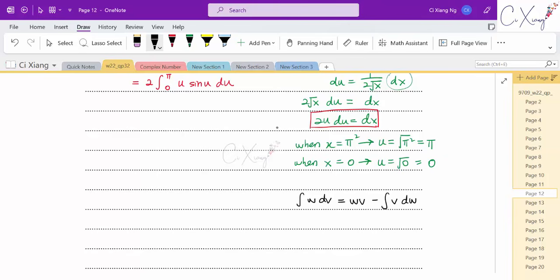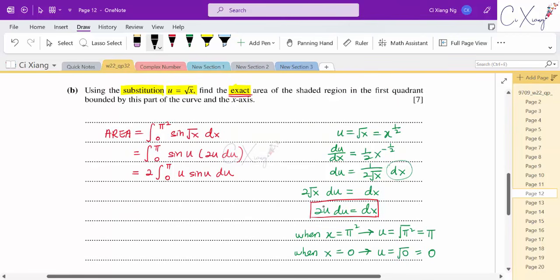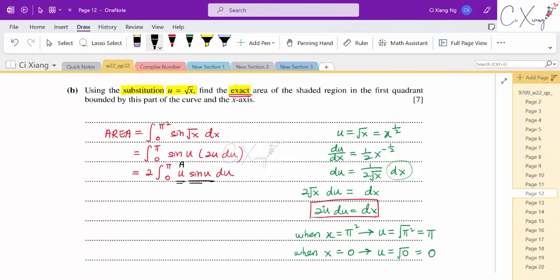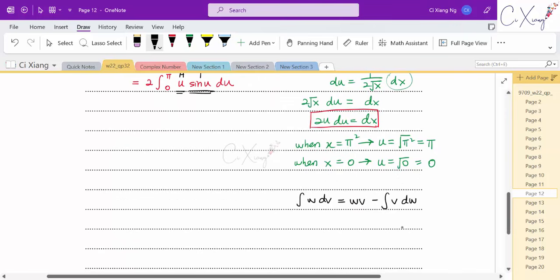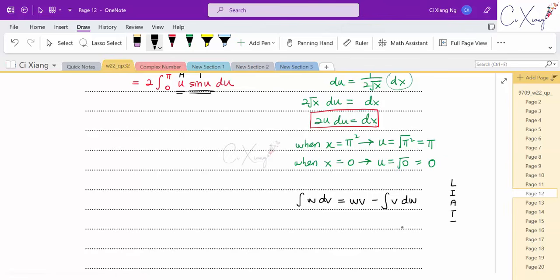Okay, so we can decide the w and dv by looking at the category of our function here. u is an algebraic function, and sine u is trigonometric. To decide the integration by parts variable, we have the rule LIATE. The higher group will be the w, the lower group will be the dv. So I think it is very obvious, A is our higher group, which means I will let w equal u.